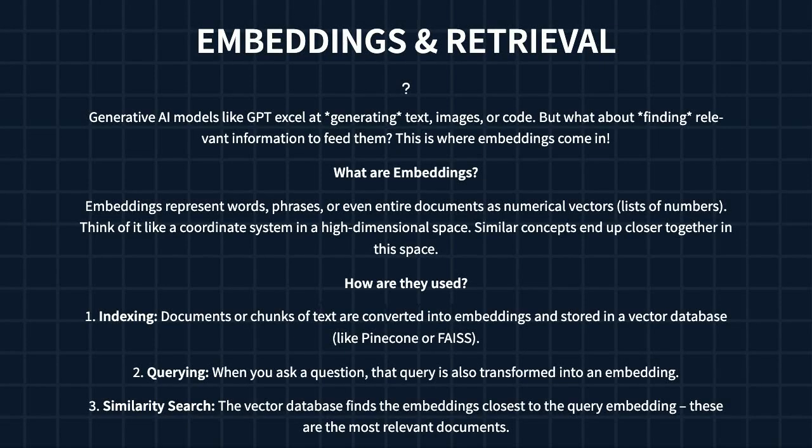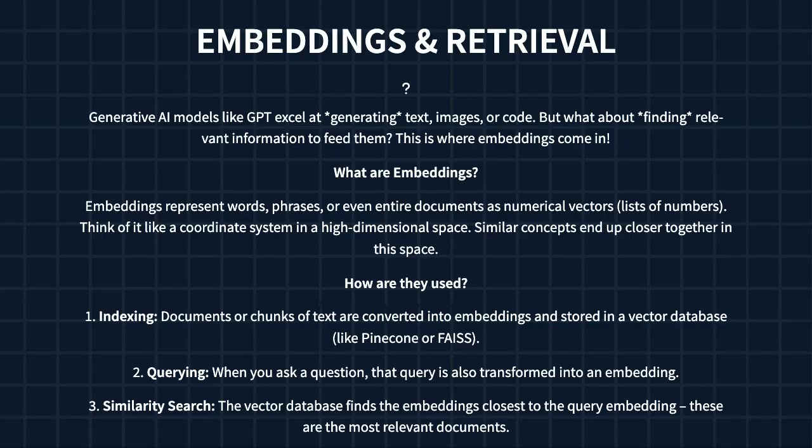Okay, so generative AI models like ChatGPT are brilliant at creating new stuff, but sometimes they need a little help to find the right information. That's where embeddings come in. Essentially, we turn words and documents into numerical codes. Think of them as coordinates in a giant space. The closer two concepts are in the space, the more similar they are.